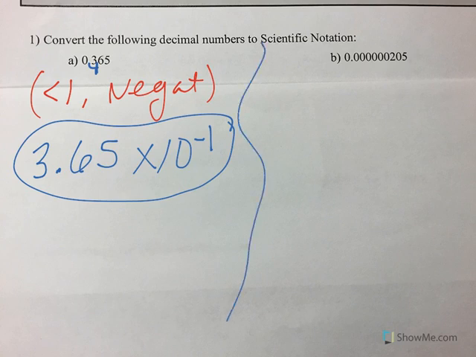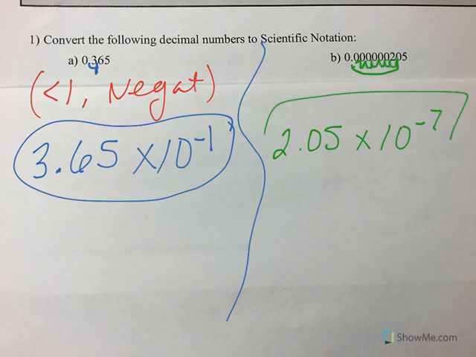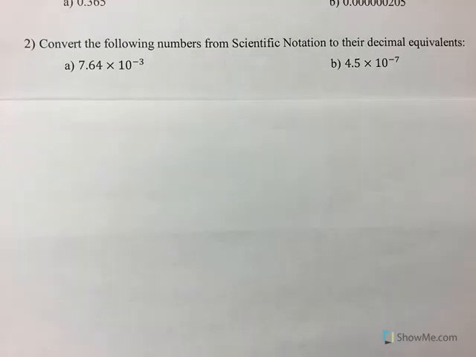Similarly, here in the part B, we have a small number. So we want to move our decimal from there over to after the 2. So it's going to be negative because this is small, but how many places are we moving? 1, 2, 3, 4, 5, 6, 7. So 2.05 times 10 to the negative 7th. So the only difference between what we did before and what we're doing now, small numbers, negative exponents.